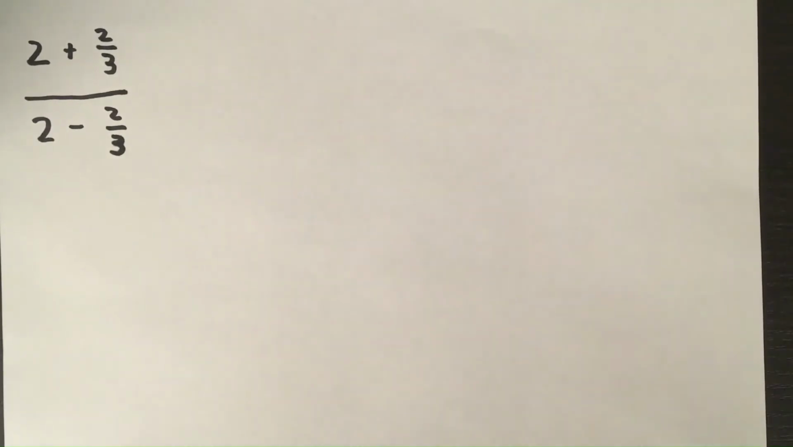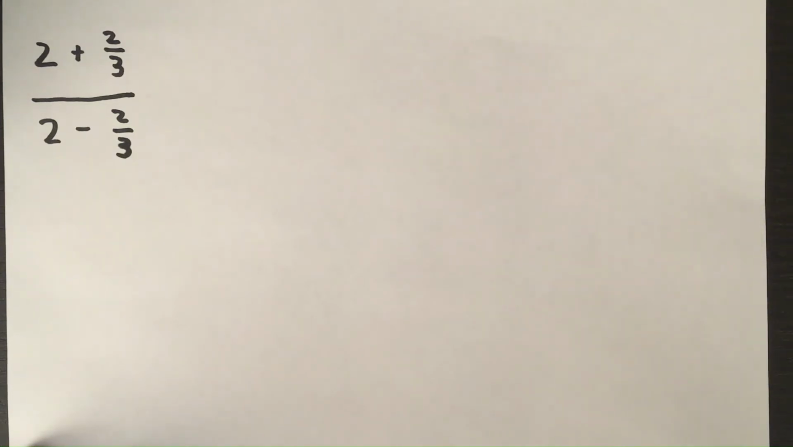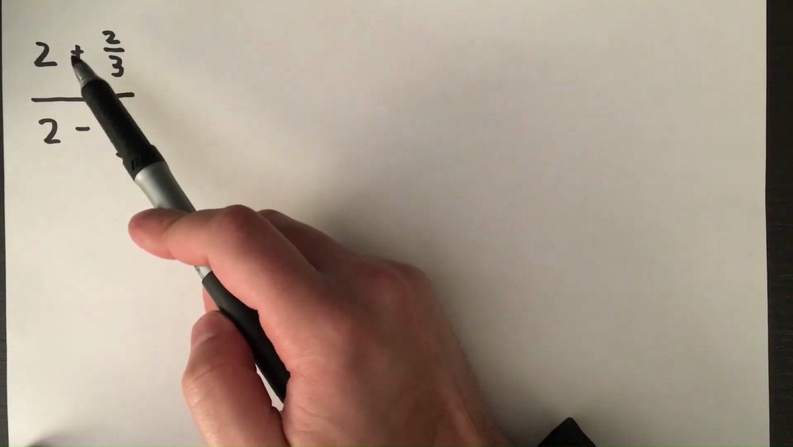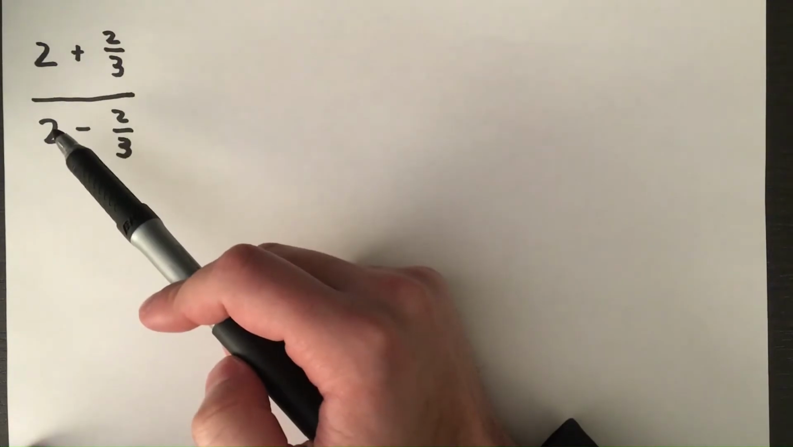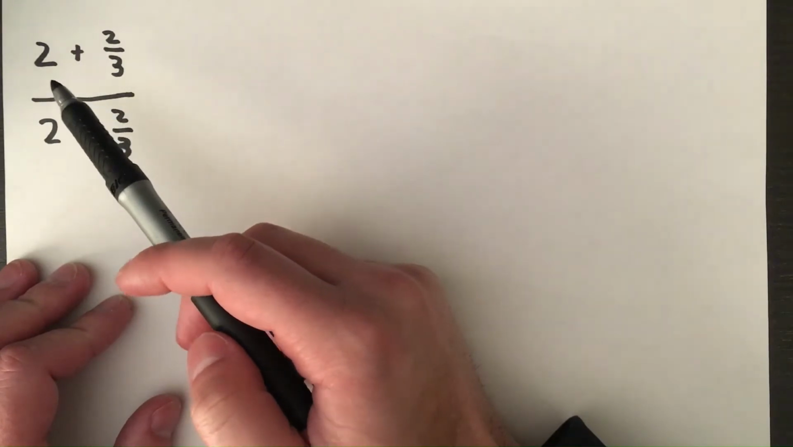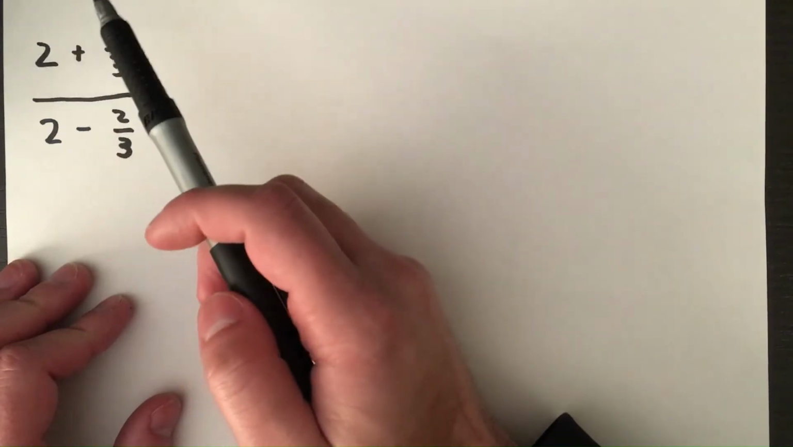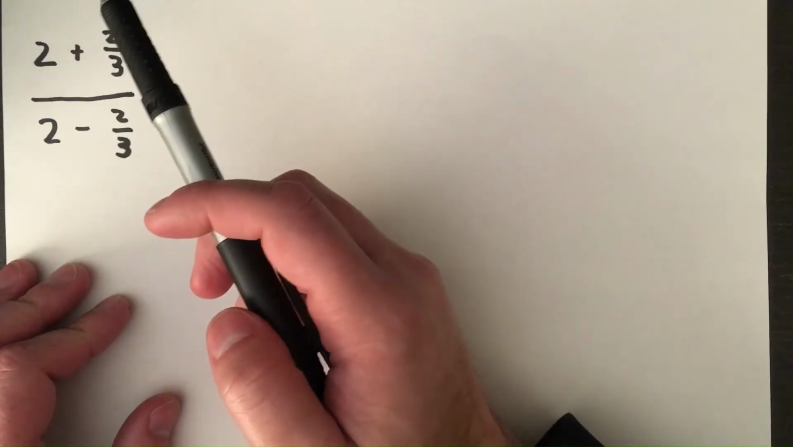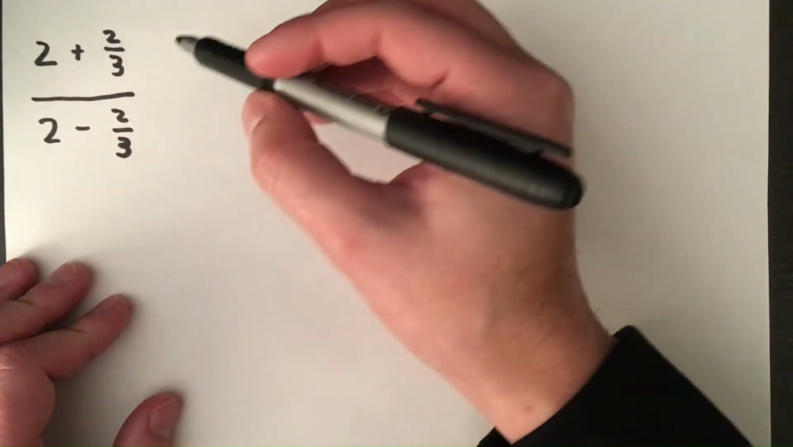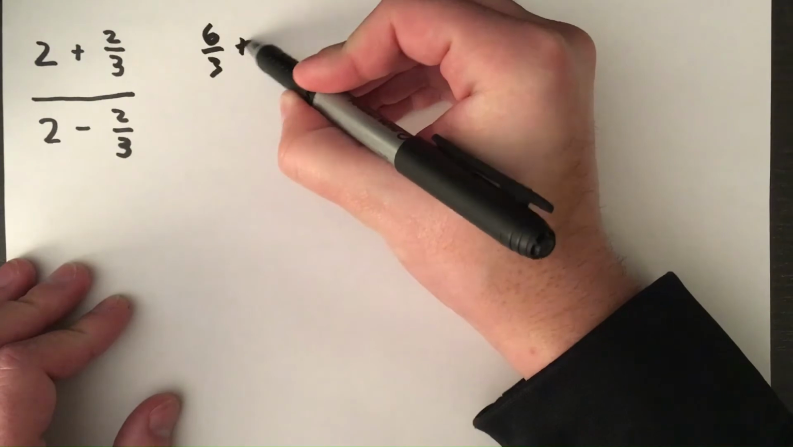Okay, so let's look at this example. It is a little bit different. The first thing you're going to want to do is try to combine these numbers to just get one number on the top and one number on the bottom. So when you have 2 2/3 here, the first thing you want to do is convert this 2 into a fraction. So you have to find some sort of common denominator. And so you're looking for a denominator of 3. So I can see that that's going to be 6/3 plus 2/3.